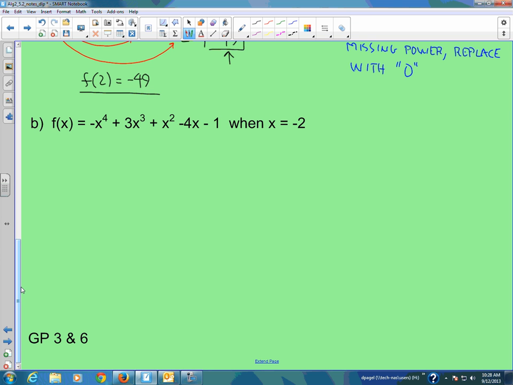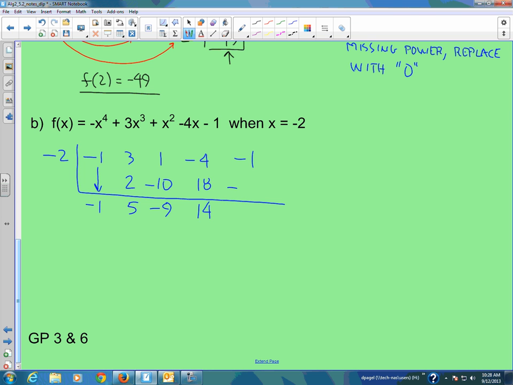Everything is in descending degree order. I start with the coefficients. Put my little box in. This time, though, I'm checking out what happens if x is a negative 2. I drop. I multiply. Get a 2. I add. Get a 5. Multiply. Negative 2 times 5. Get a negative 10. Add. Get a negative 9. Multiply negative 2 times negative 9. Get an 18. I add. Get a 14. Multiply negative 2 times 14. Negative 28. Negative 28 minus 1.